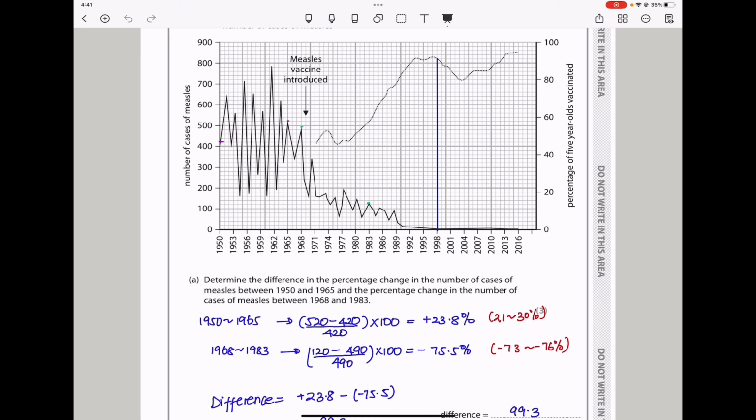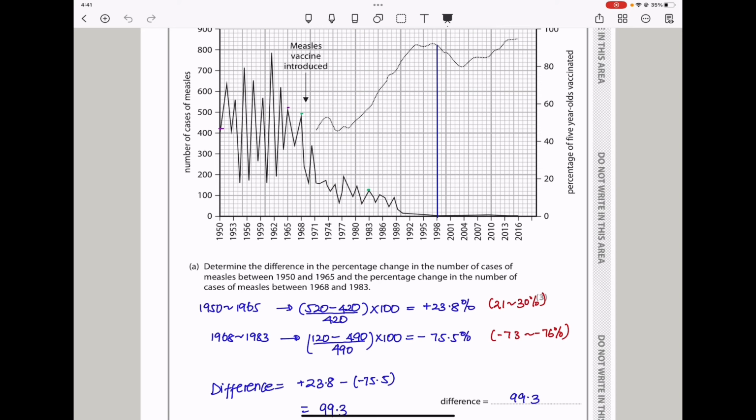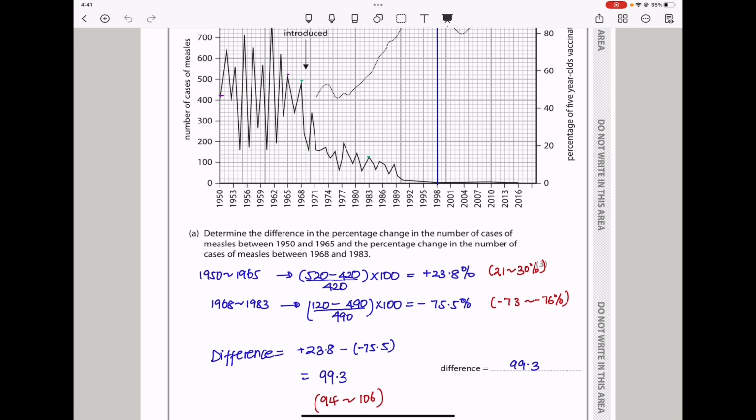This is an increase. And then 1968 to 1983, we're going to come to 68, which is that, and we have 490, and to 83, which is that, giving us 120. So 120 minus 490 divided by 490 times 100 gives us negative 75.5%. There is a decrease here. So the difference between these two is going to be 99.3.